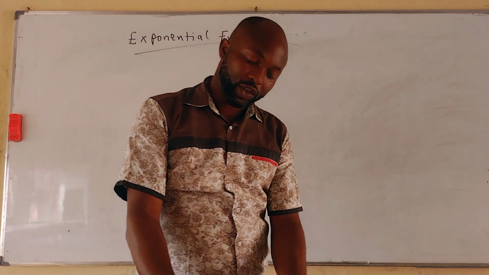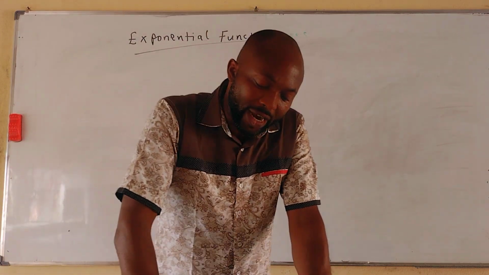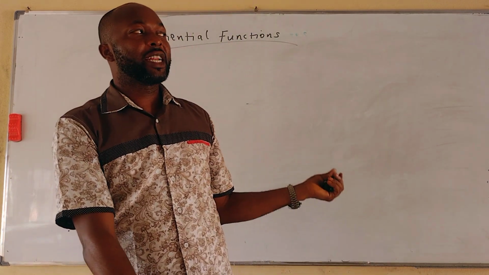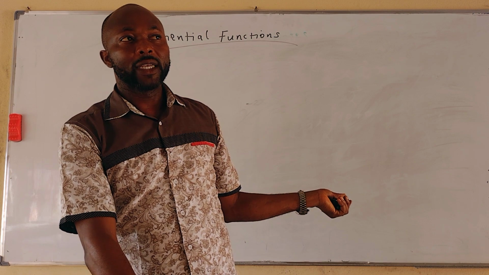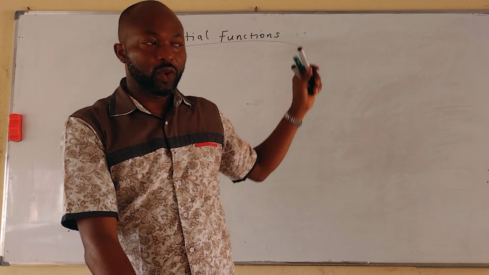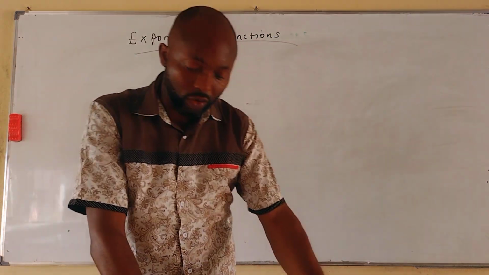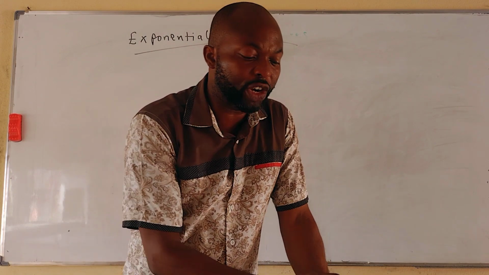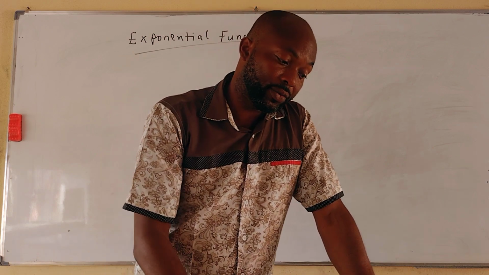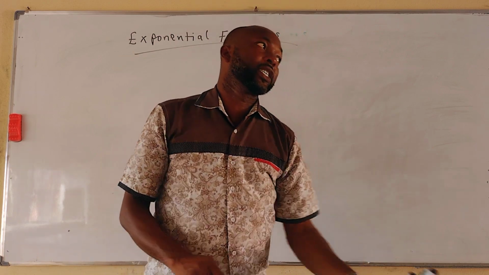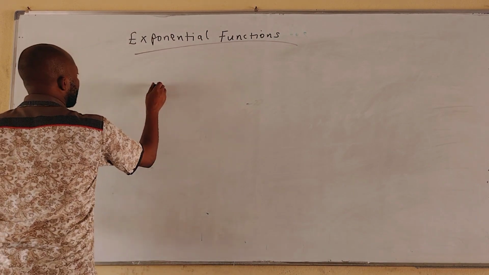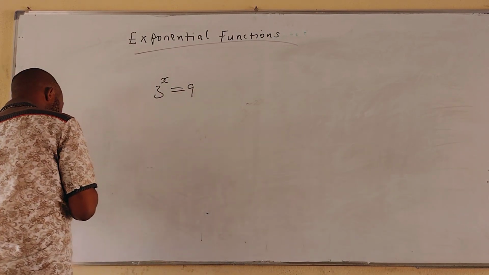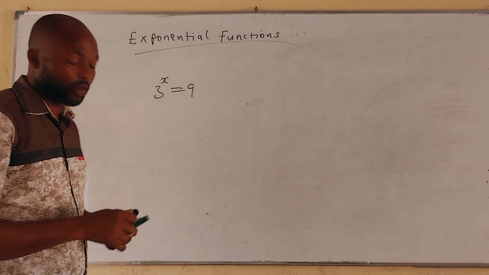In an exponential function, we say when an unknown is the index or power, like the one we just solved, x was the unknown as the index. But this time, when the index or power of a function is a number, then it is an exponential function. Example, 3 raised to the power x is equal to 9. The x is unknown. That is an exponential word function.